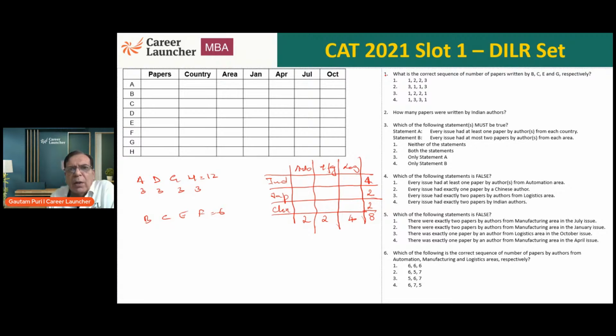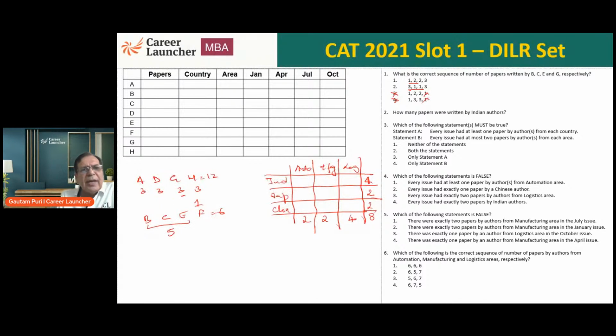Now first of all, based on question 1, we have already found that G is 3. If G is 3, question 1, choice 3 and 4 are wrong because G cannot be 1. That tells me BCE have to be 1, 2, 2 or 3, 1, 1. So that means 2, 2, 1 or 5. That means BCE total is 5. That means F has to be 1 because these 3 have to be 5. So we have already found some information. Let's start putting that.